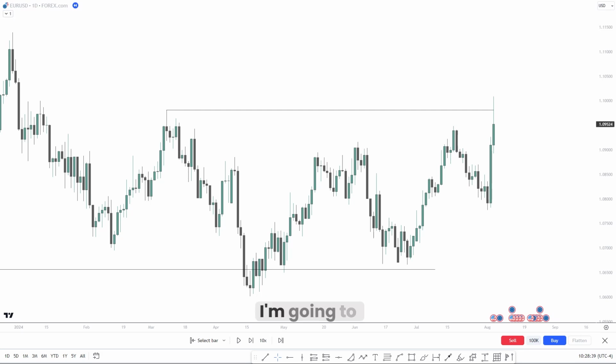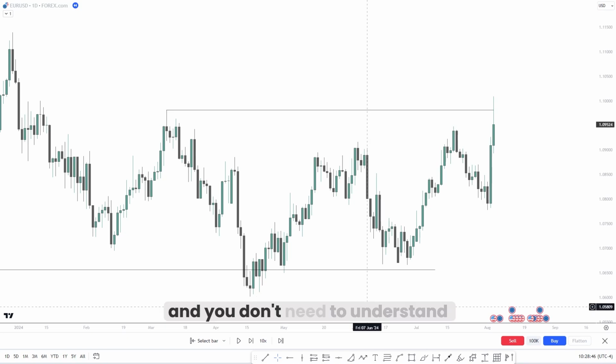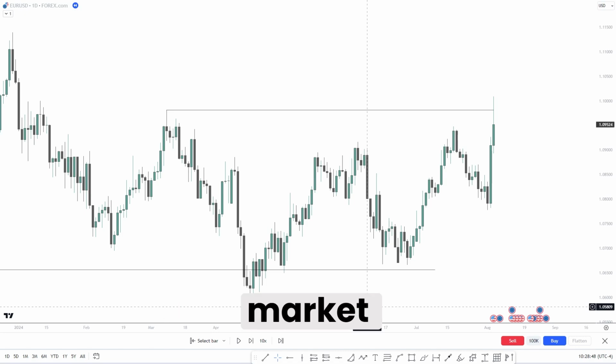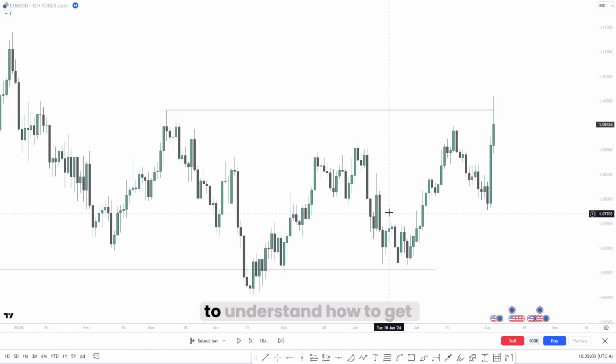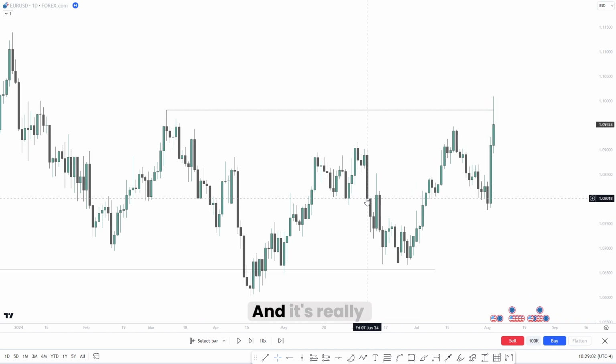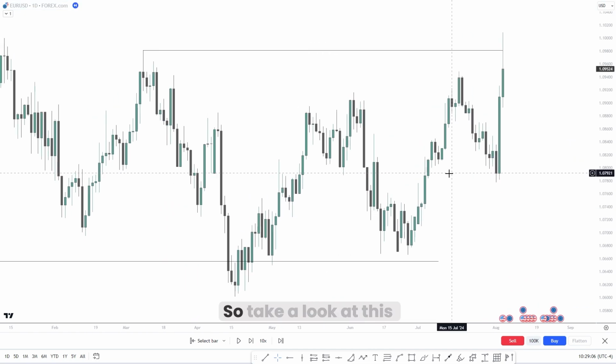In this video, I'm going to teach you how to get bias with the understanding of just a fair value gap. You don't need to understand market order flow or any other PD array or any other complex concept. You just need a fair value gap to understand how to get bias, and it's really simple. So take a look at this chart.